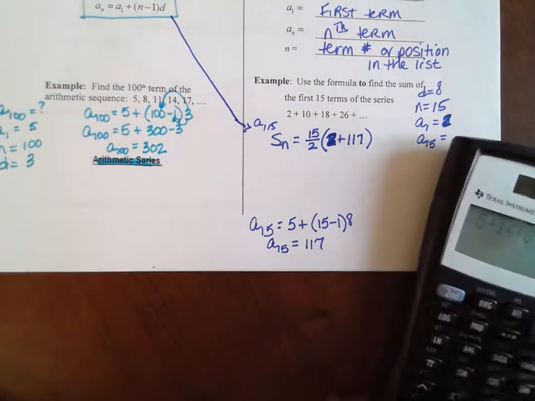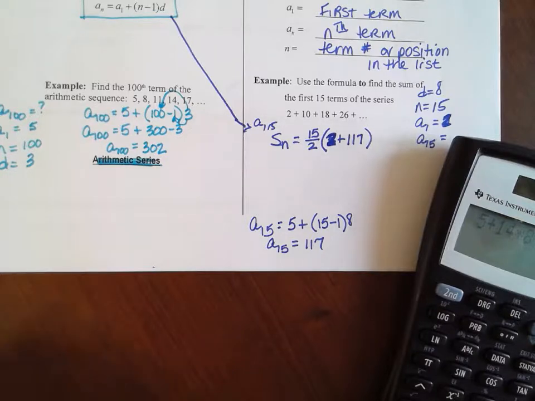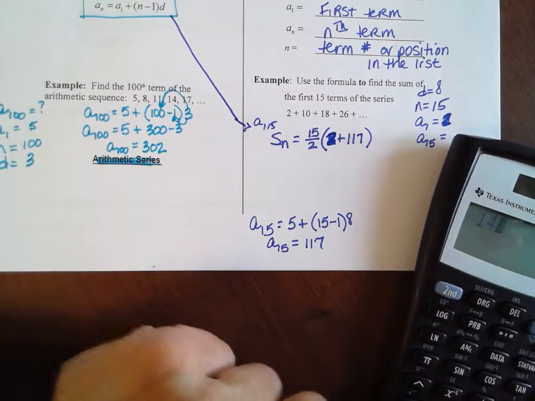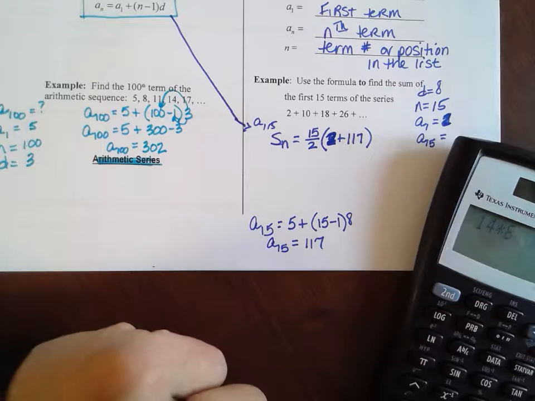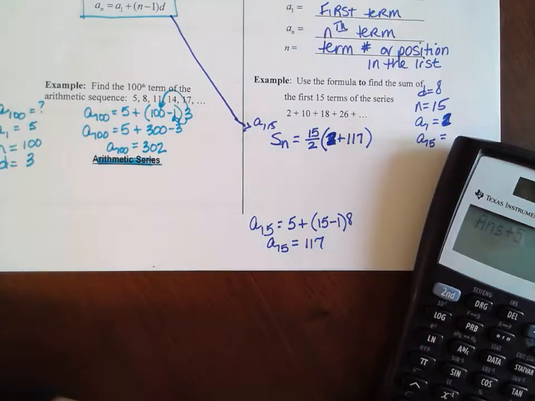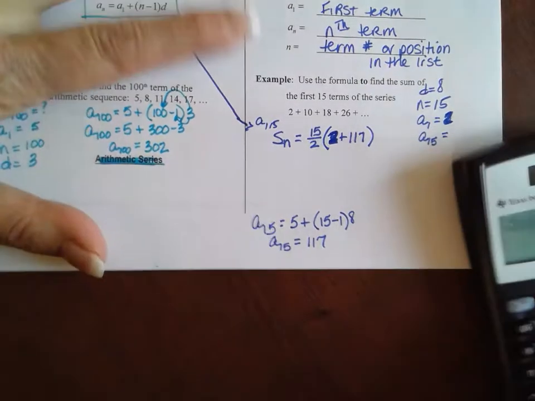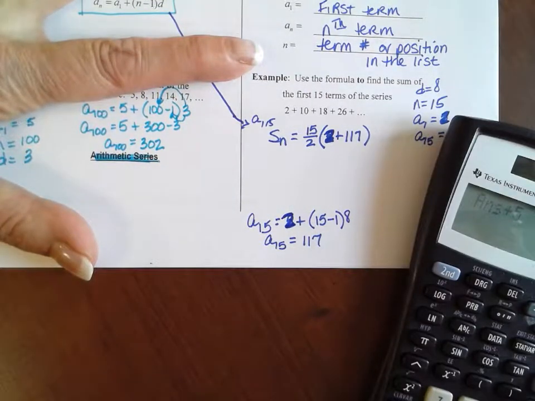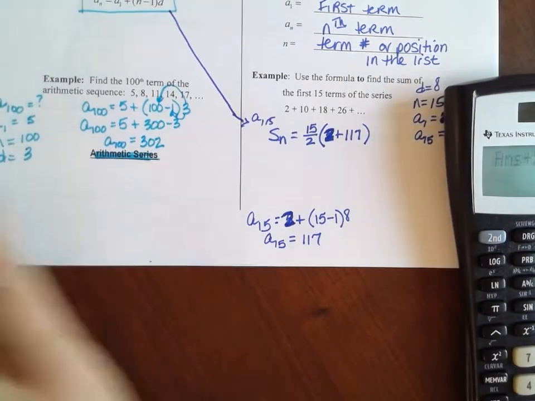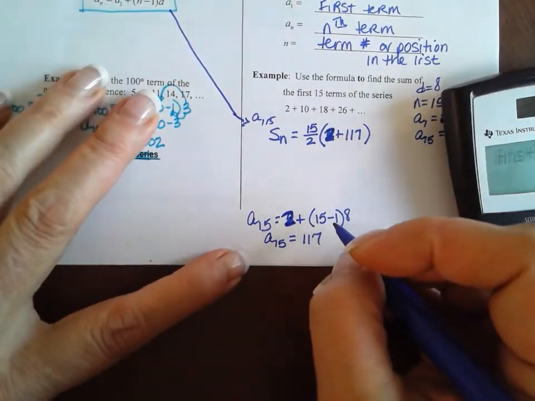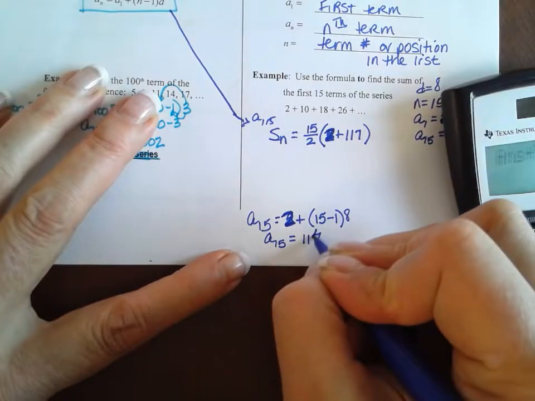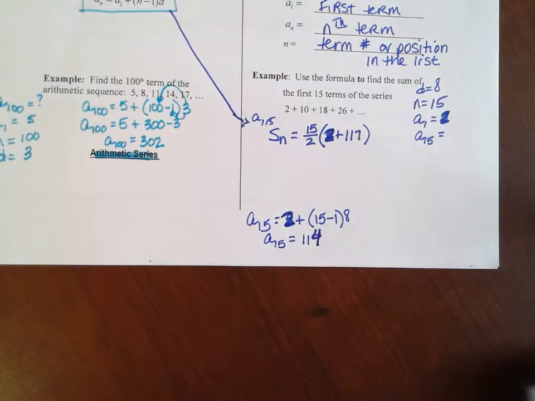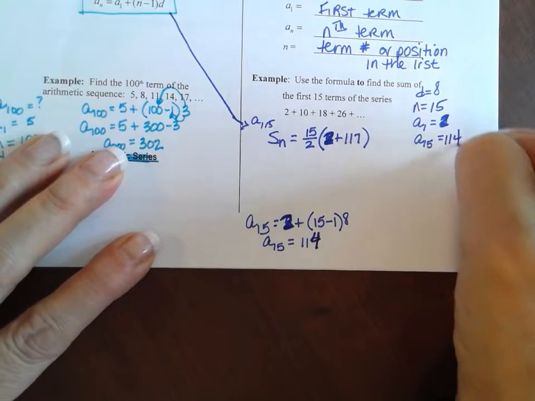Did I do that right? I think it's 14 times 8 plus 5. What? Instead of 5 times 8. Oh, because I picked up my 5 again. Okay, much better. All right, so it was 114, right? Yeah, that makes sense. So 114, awesome.